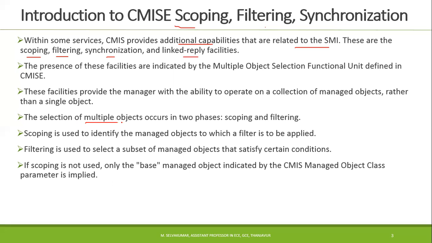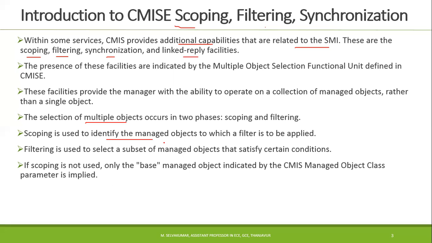The selection of multiple objects occurs in two phases: one is scoping and the other is filtering. Scoping is used to identify the managed objects to which a filter is to be applied.